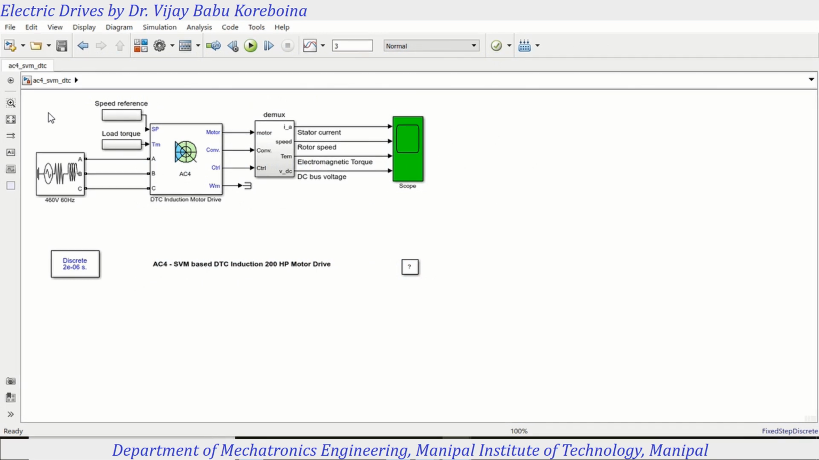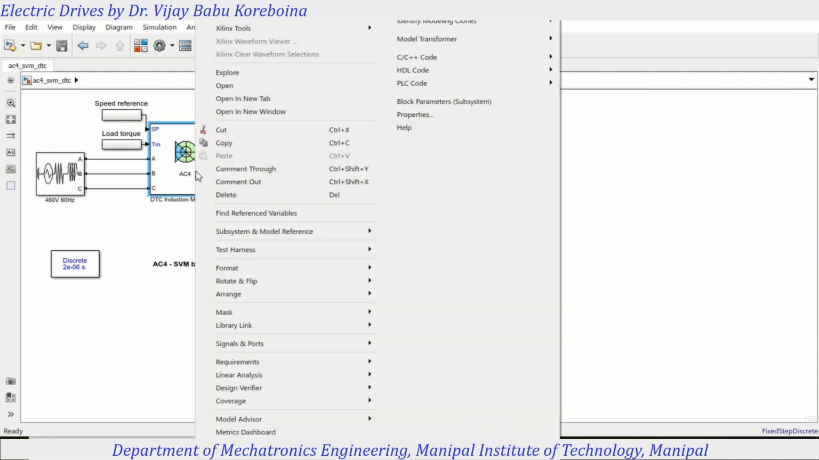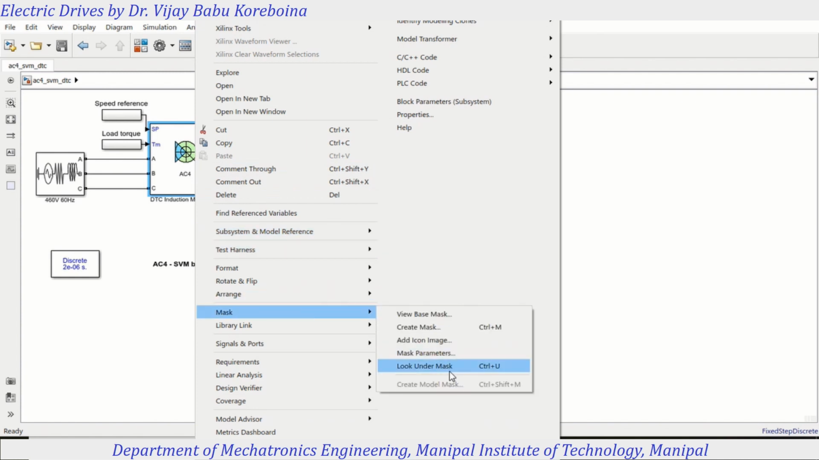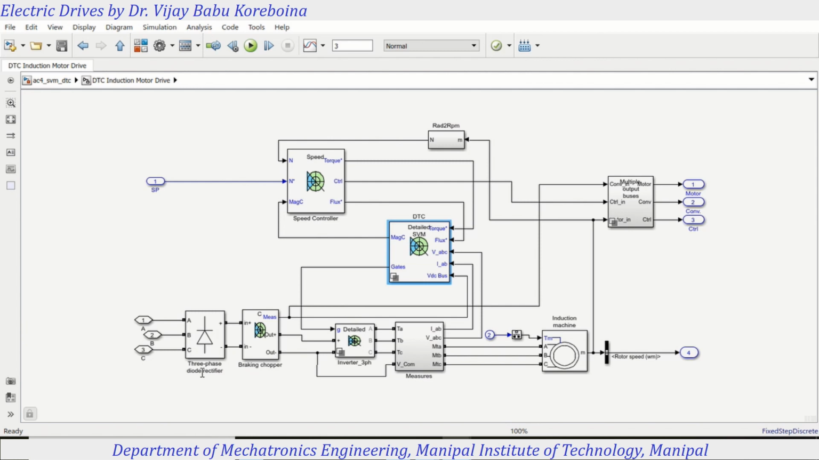Let us take an example of DTC control. We can find the AC4 space vector modulated DTC control as an example given in MATLAB. Let us look into that one. What does it contain? How is it going to control? So look at the mask. You can see the three-phase AC is converted to DC. That DC is converted to controlled AC through the inverter. That will be given to the motor.